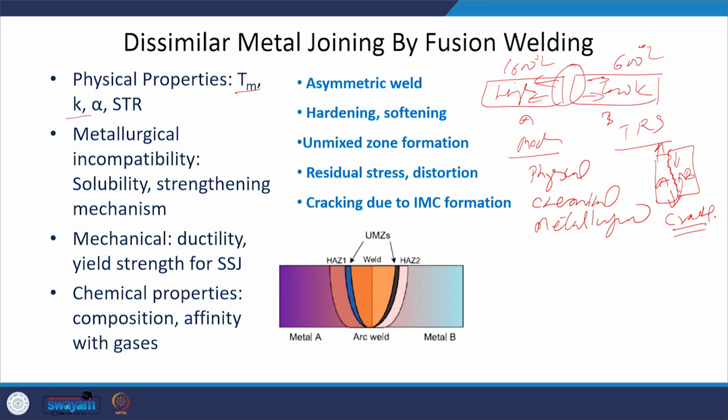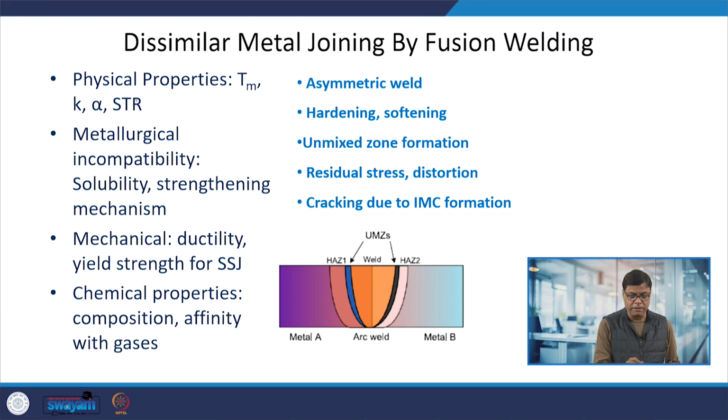So the point is, when two different metals are joined or welded, it leads to a lot of problems due to the difference in physical properties. For example, the difference in solidification temperature range in fusion welding causes solidification cracking.